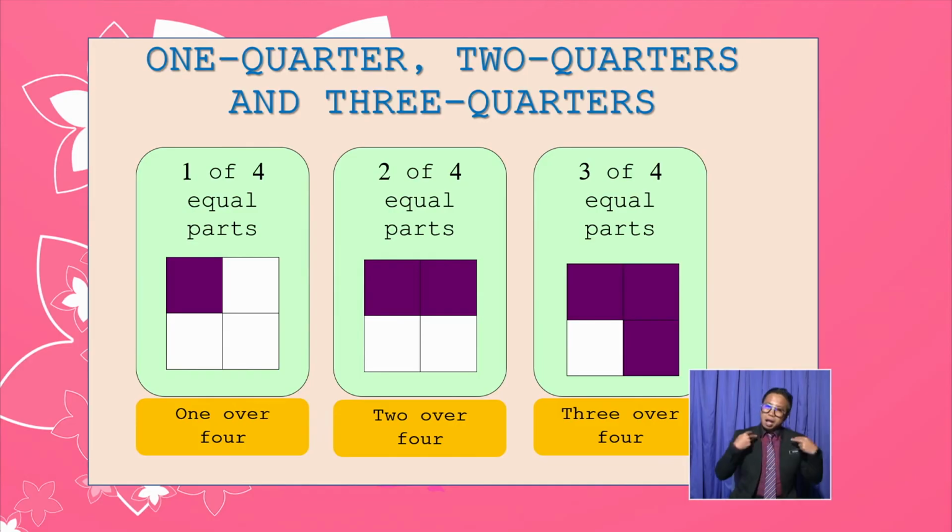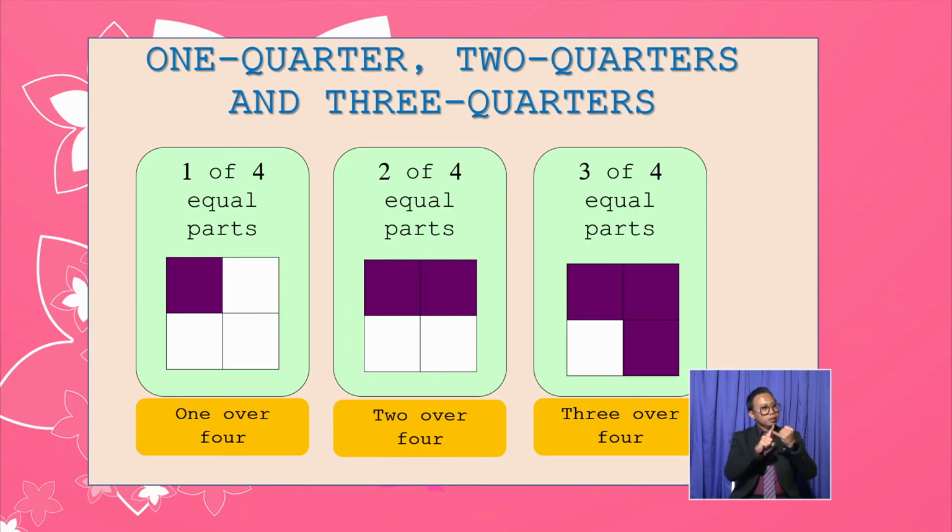We have carried out a few activities involving fractions for quarters. Take a look at this slide. A quarter, or 1/4, means 1 out of 4 equal parts. Based on the picture on your left, there is one colored square out of 4 squares. 2/4 means 2 out of 4 equal parts. In the middle of this slide, there are 2 colored squares out of 4 squares.